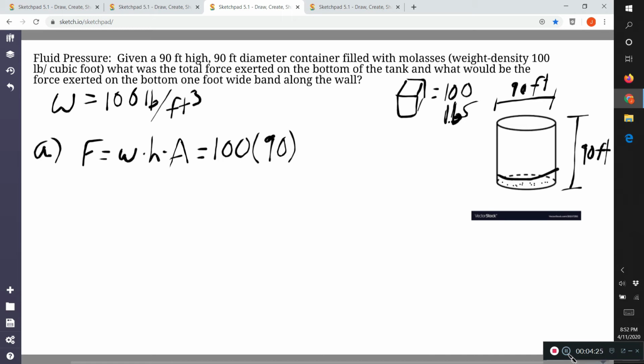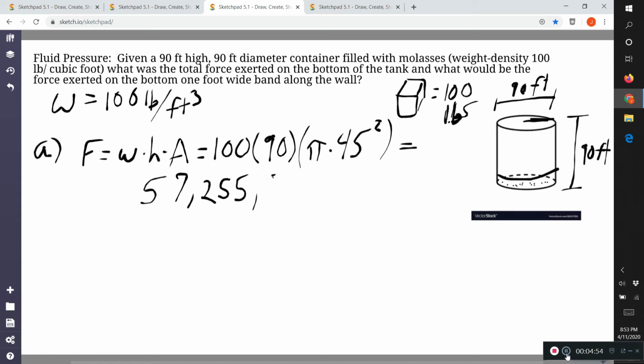And the area, well, we're just talking about the area of the circle on the bottom. So area of a circle is pi. The radius would be half the diameter, so we're talking 45 squared. And that's it. That's all we got to do. We do the math there, and we are going to get 57,255,526.11 pounds of force. Quite significant.